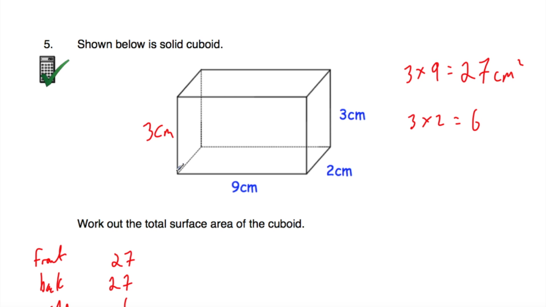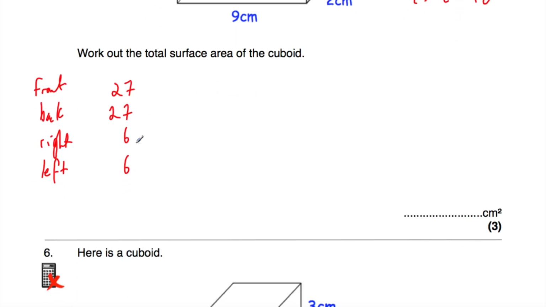So in terms of the bottom, it's a 9 by 2 rectangle, and 9 times 2 is equal to 18. So the area of the bottom of this cuboid is 18 centimeters squared. That's the area of that rectangle on the bottom. And that would be the same as the top. So let's put that on our list, that the top would have an area of 18 and the bottom would have an area of 18 centimeters squared.